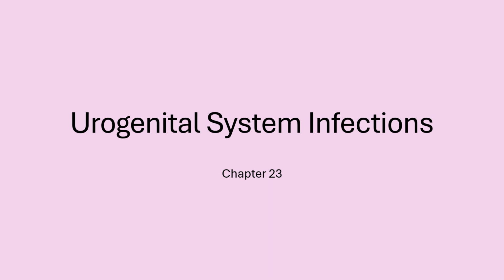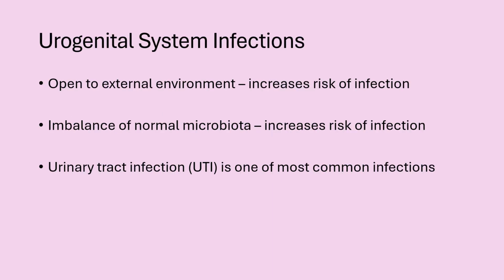In chapter 23, we are looking at infections of the urogenital system. With the urogenital system, one thing that will increase the risk of infection is that they have openings to the external environment. So obviously that's going to increase your risk. There's a normal microbiota there, meaning normal microorganisms that exist there. If those get out of balance, that's going to increase your risk of infection.